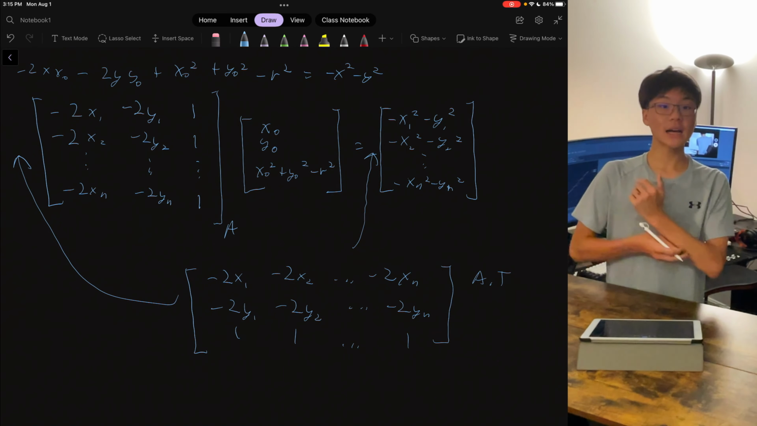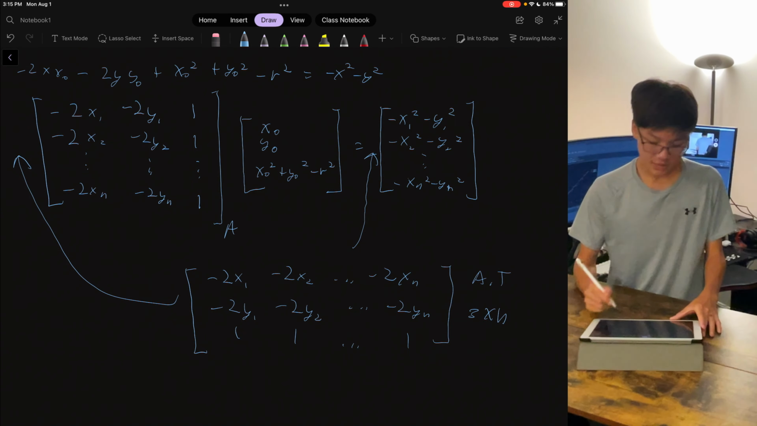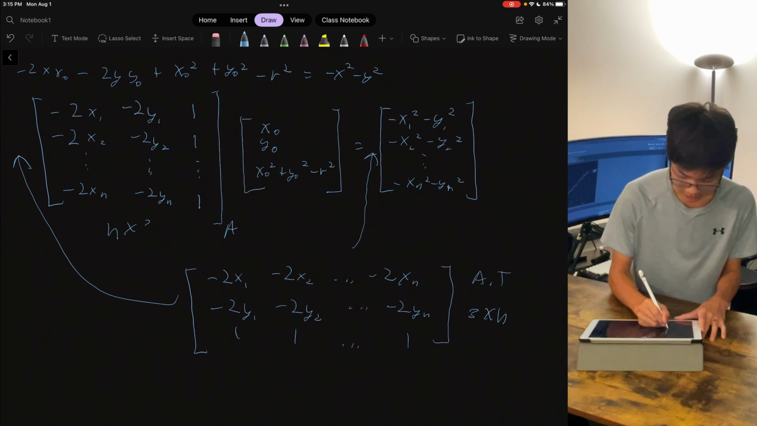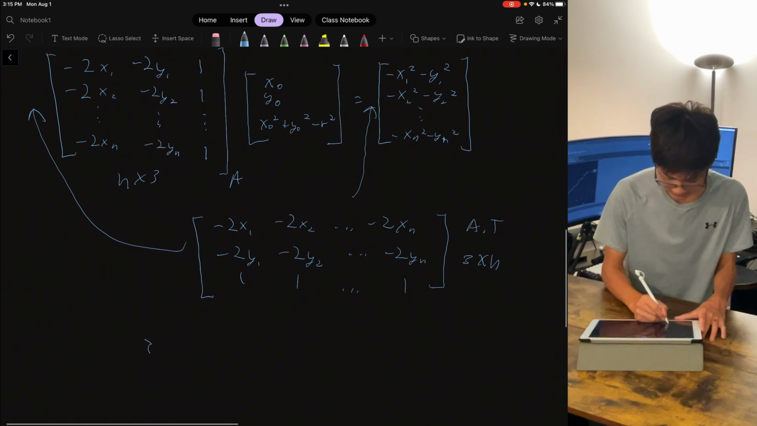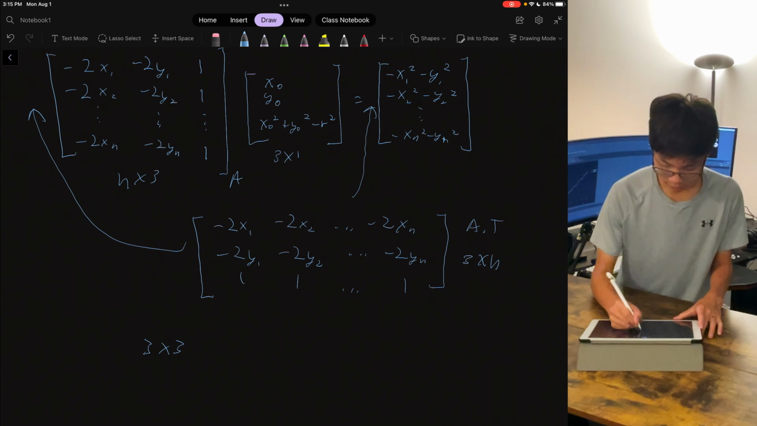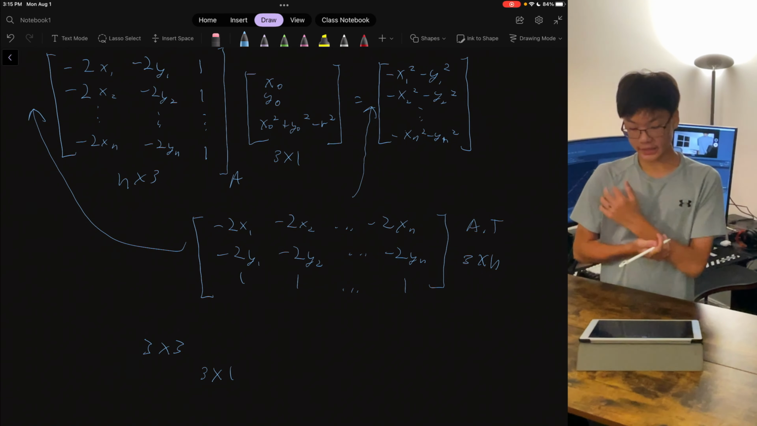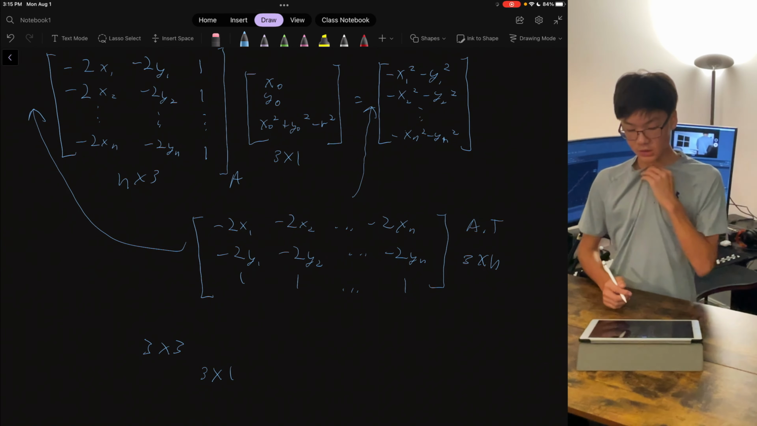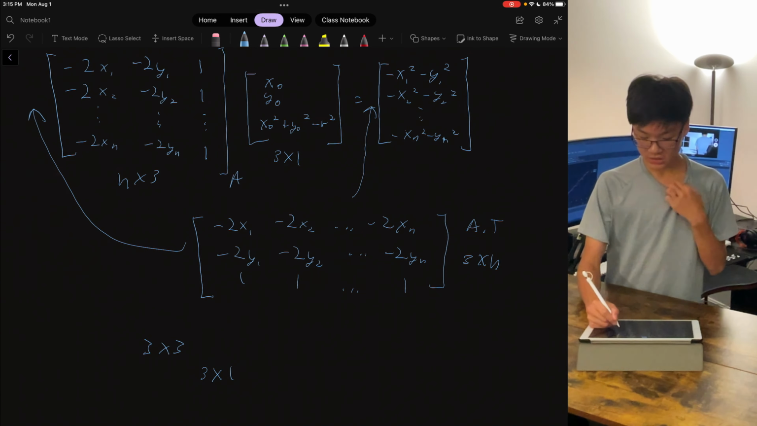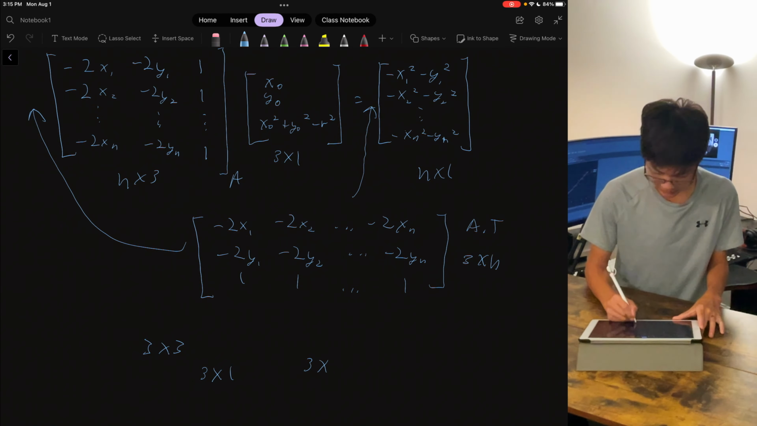Okay, so now for the sizes of these matrices. The transpose is going to have a size of 3 by n. Our design matrix is going to have a size of n by 3. So that'll give us a matrix of size 3 by 3. This is then going to be matrix multiplied by a matrix of size 3 by 1, which will give us a matrix of size 3 by 1. And on the right-hand side, we're going to have the transpose of our design matrix, of size 3 by n, matrix multiplied by a matrix of size n by 1, which will give us a matrix of size 3 by 1.